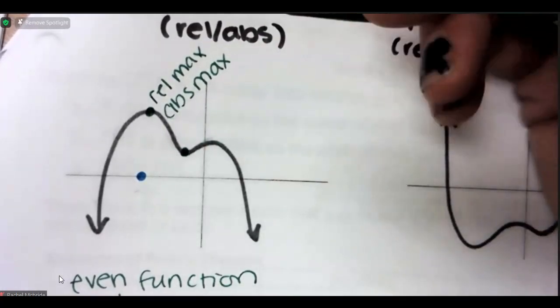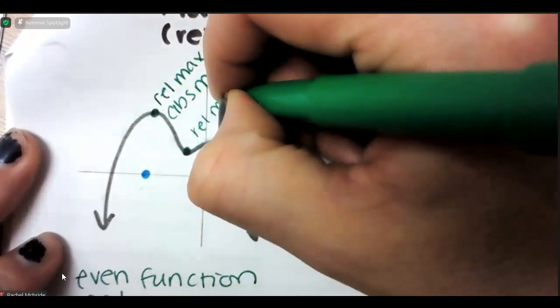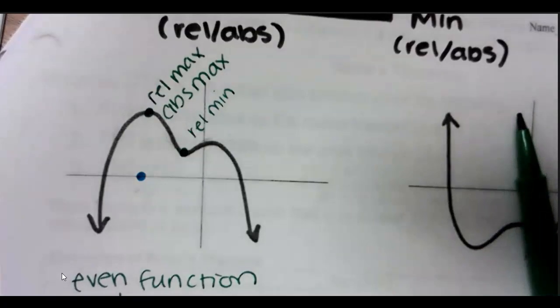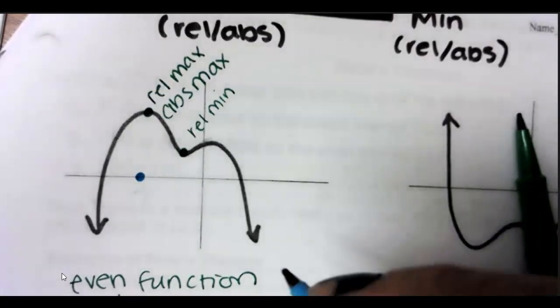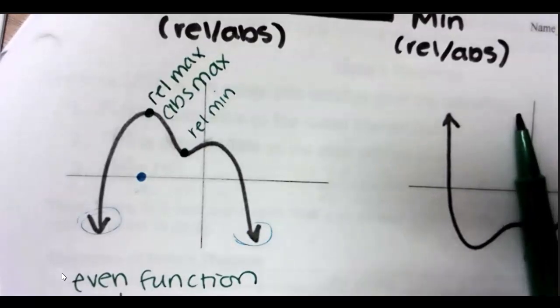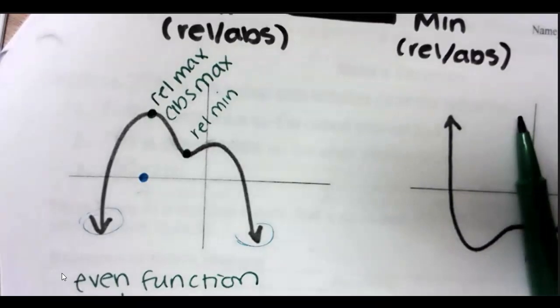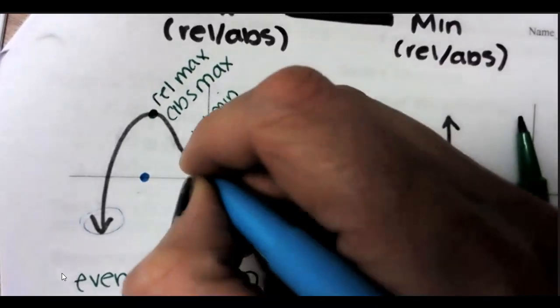A relative min, right? Can it be an absolute min? No, why not? Yeah, these points over here are going to be much lower, right? Its derivative, though, however, will still be what? 0.